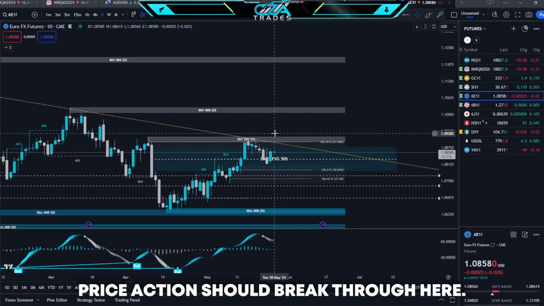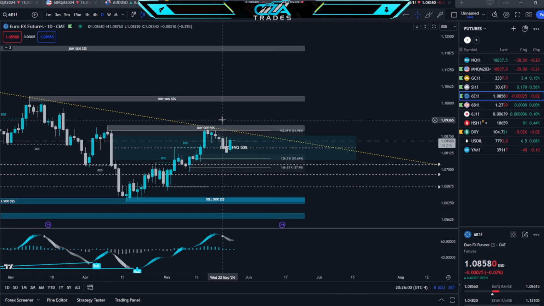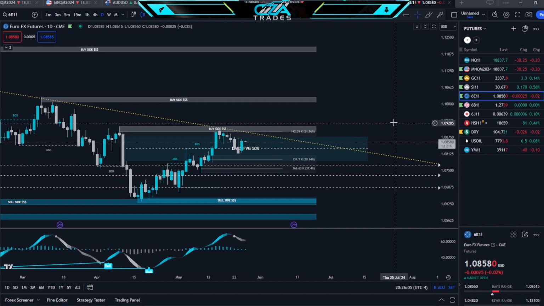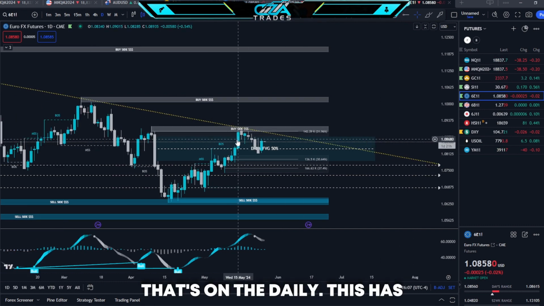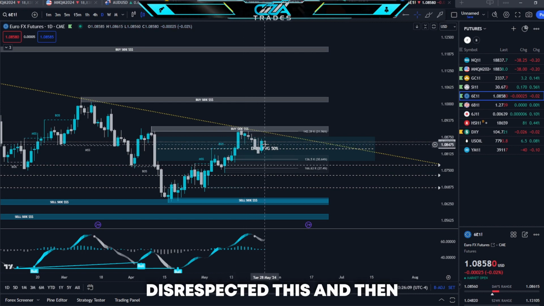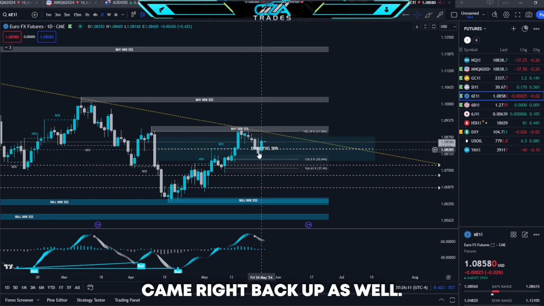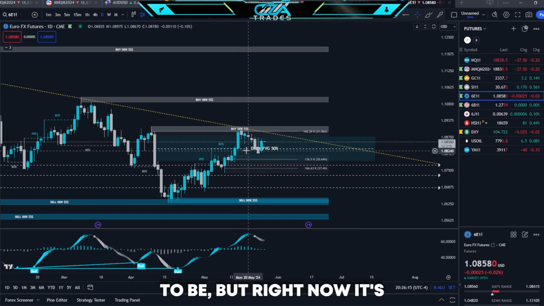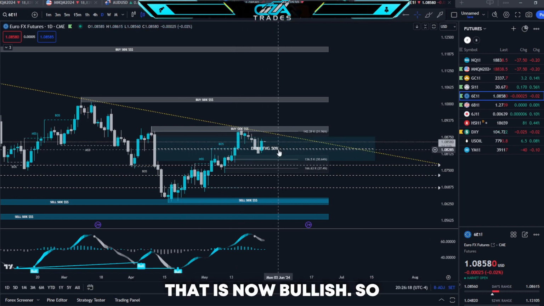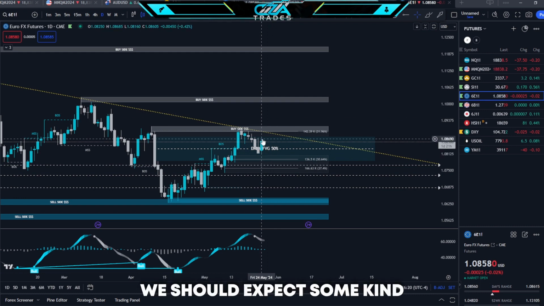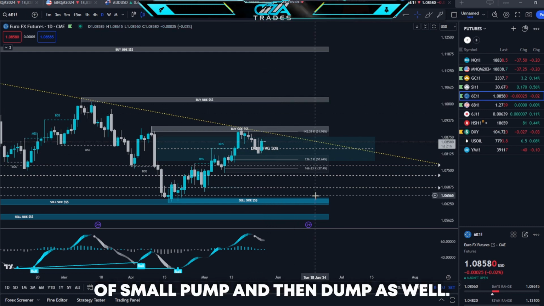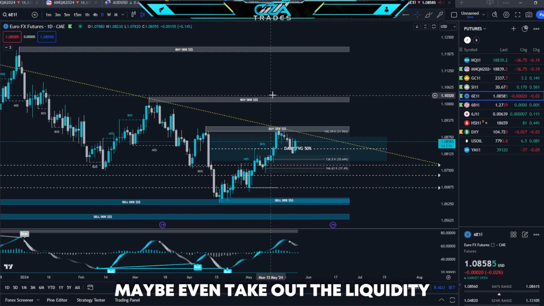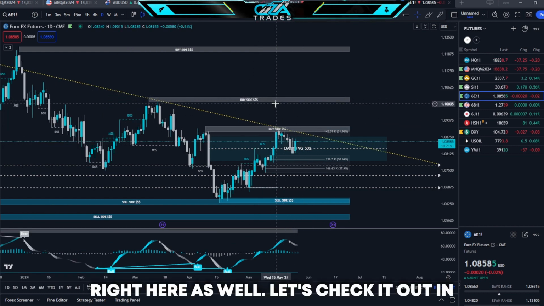Price action should break through here, do a liquidity sweep, and then we'll see how it respects this fair value gap here. That's on the daily. This has disrespected this and then came right back up as well. Not real clear indication of where price action is going to be, but right now it's playing out in this daily fair value gap that is now bullish. So we should expect some kind of small pump and then dump as well. Liquidity sweep here, and maybe even take out the liquidity right here as well.